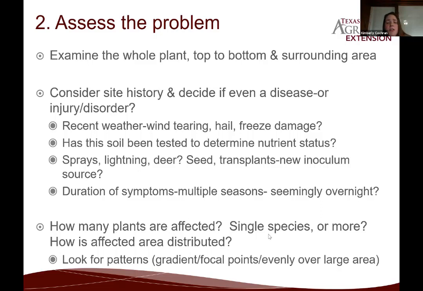Also look at how many plants are affected, a single species or more. How is that area distributed? Looking for patterns can be helpful. And, you know, if you have a problem that is bridging multiple groups of plants like monocots and dicots, then it's unlikely that it's a disease. It's probably going to be an abiotic problem.